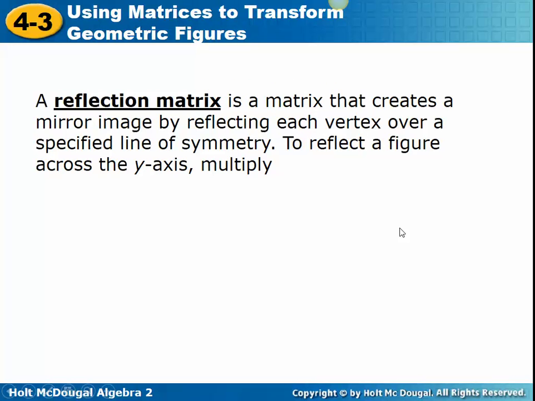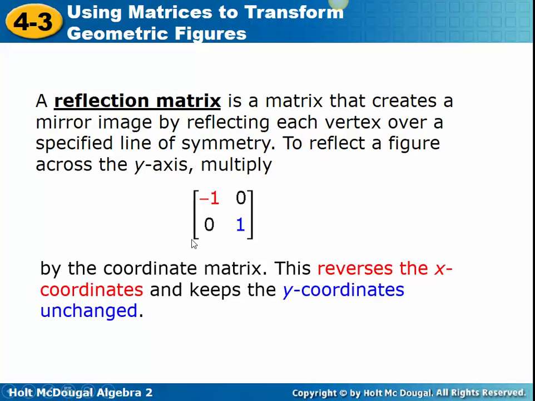A reflection matrix is a matrix that creates a mirror image by reflecting each vertex over a specified line of symmetry. So we are going to be working just with reflecting over the y-axis or reflecting over the x-axis, although reflecting over the line y equals x is not bad either.